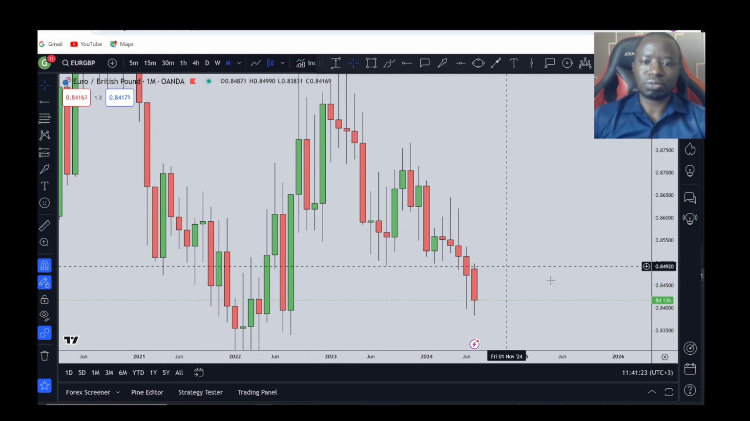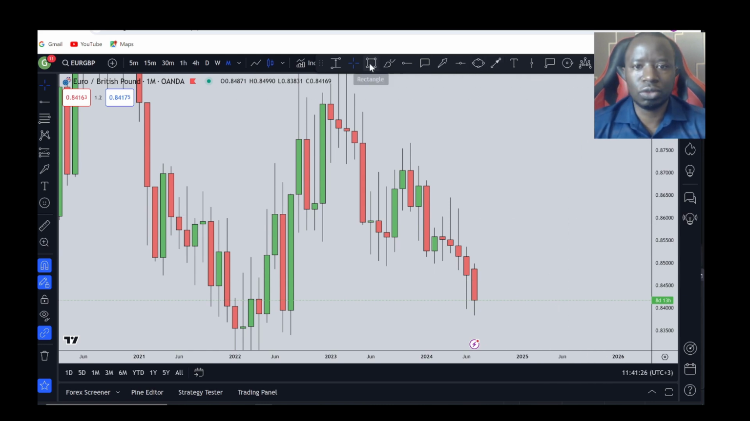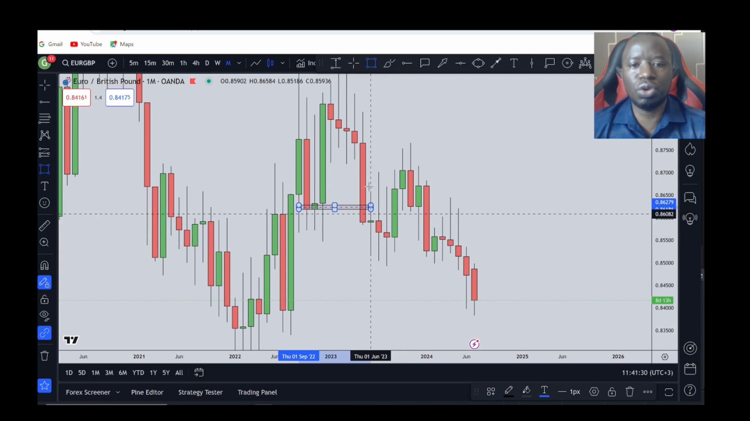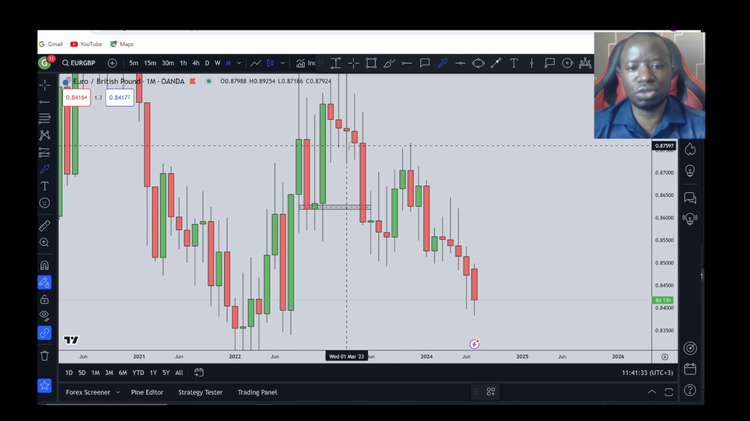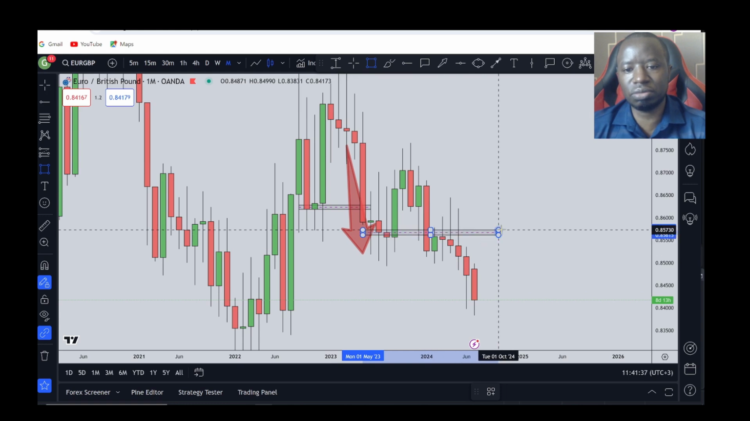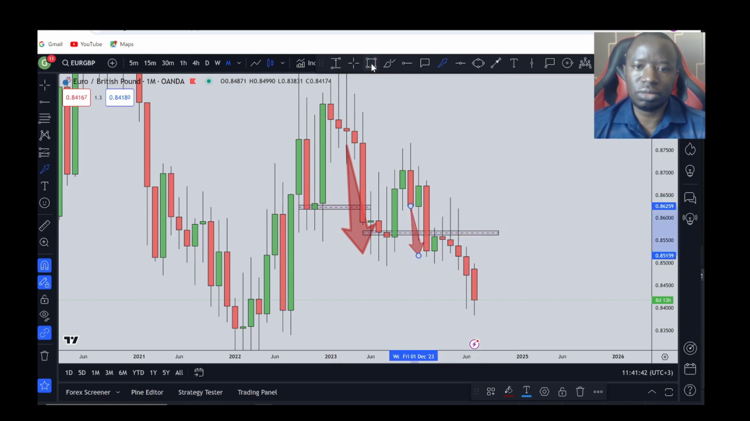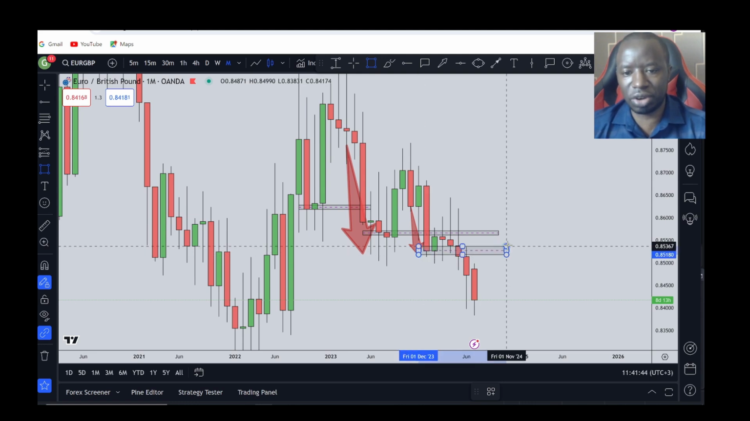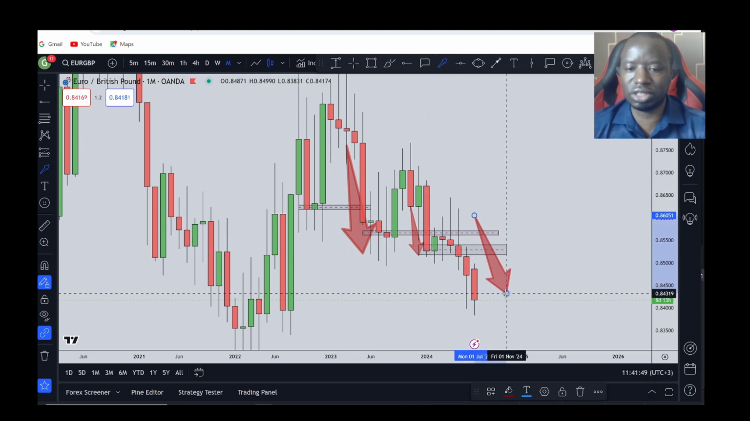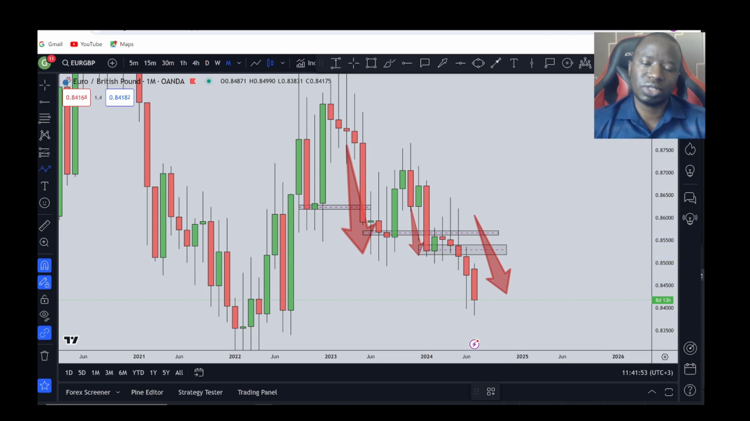Now, looking at this monthly time frame, we see that price had formed an area of support here, which price was able to break through to the downside. Then it formed another area of support here. Price was also able to break through it to the downside. It also again formed another support area here, and price was also able to break through it to the downside. So this informs us that since price is breaking structure to the downside, it is technically in a downtrend.